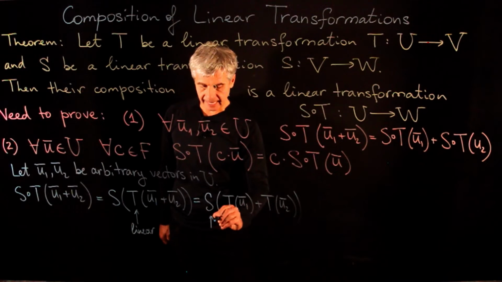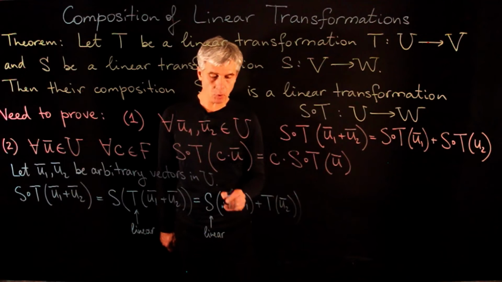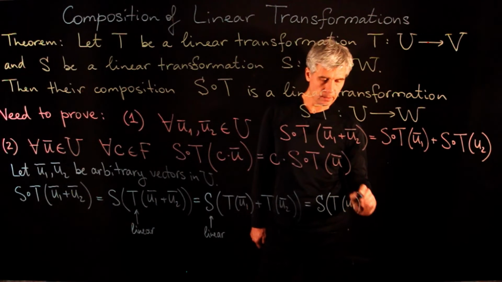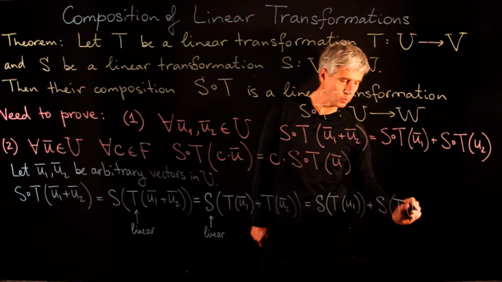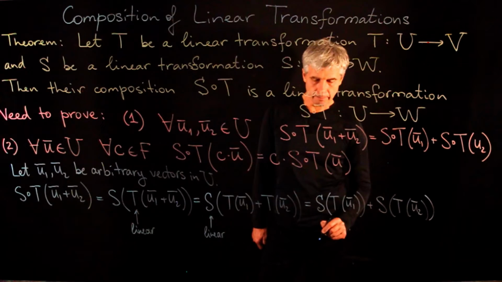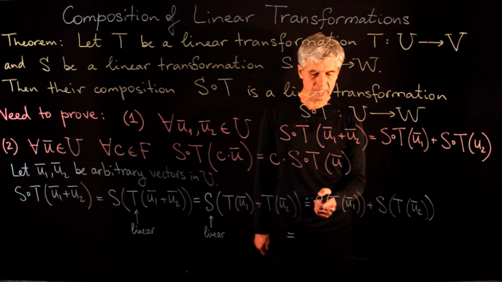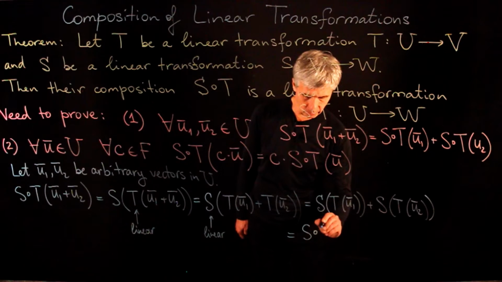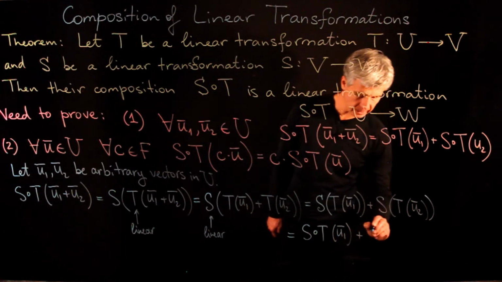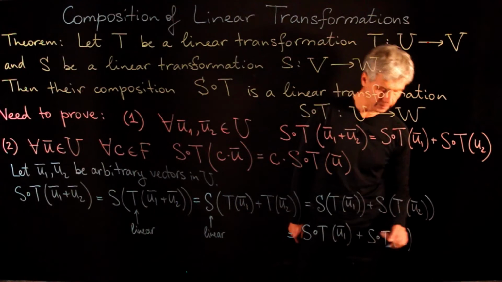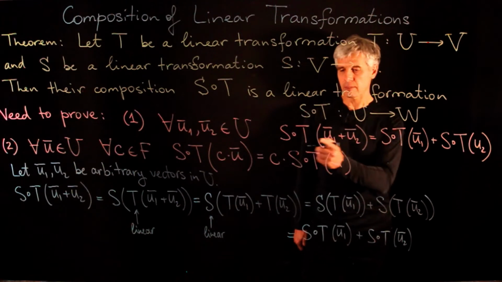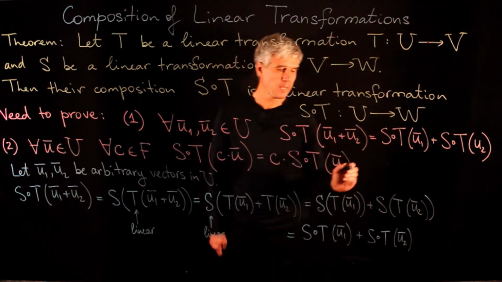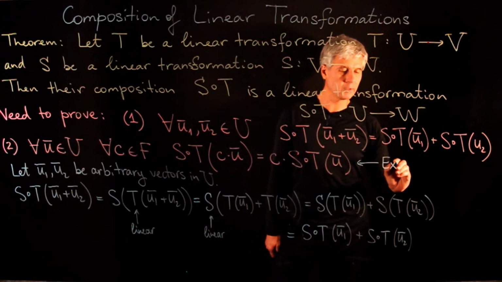So now we use the fact that S is linear. And we use the same property of a transformation S. And what we get is S of T of u1 plus S of T of u2. But this is nothing but a composition of S with T applied to u1 and the same composition applied to u2. So we get that this is S composed with T applied to u1 plus S composed with T applied to u2. And that's exactly the right-hand side that we need to obtain. So this proves the first claim, the first property of a linear transformation, and the second property of a linear transformation, as usual, I leave it to you as an exercise.